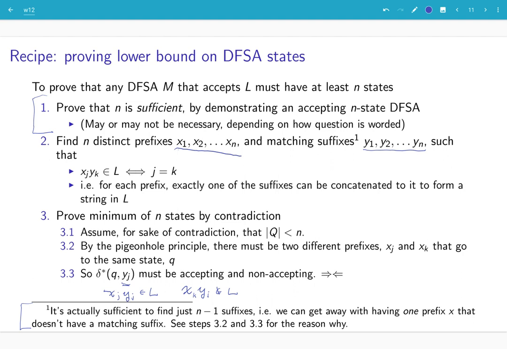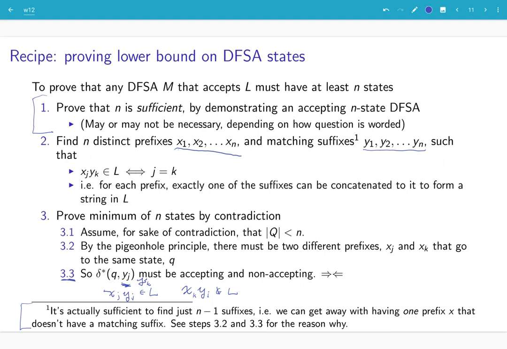Remember, we said that for every suffix y, there is one and only one corresponding prefix, such that if I append that suffix to the prefix, I get a string in the language. Now, there's this little further detail that I put in the footnote, which is that we can get away with having one prefix that doesn't have a matching suffix. And the reason why is, in step 3.3 here, I chose y sub j to be the suffix that is going to force a contradiction. I could have also chosen y sub k, right?